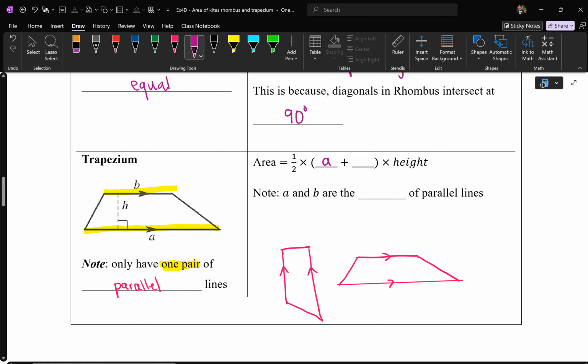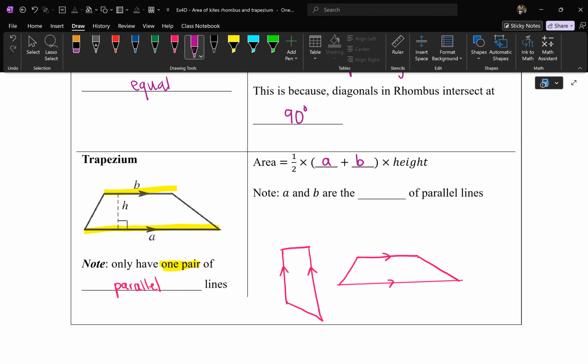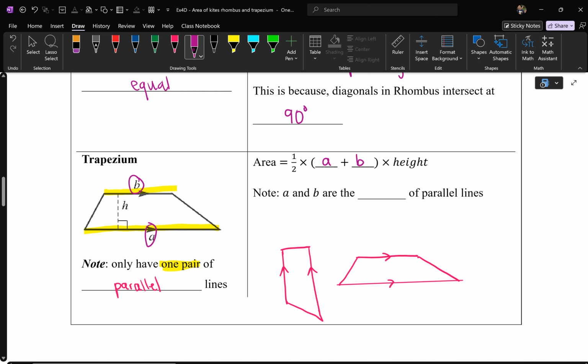Now, if you're able to identify it's a trapezium, then the rule for it is half times A plus B times height. What is A and what is B? A and B are the two parallel lines. That's what it is. So wherever the parallel lines are, that's where A and B are.